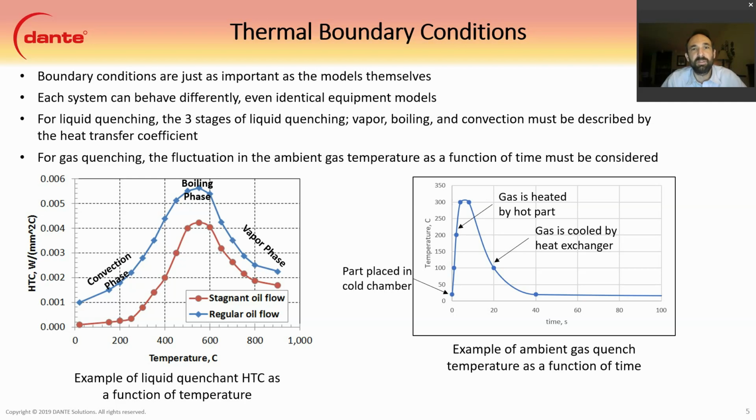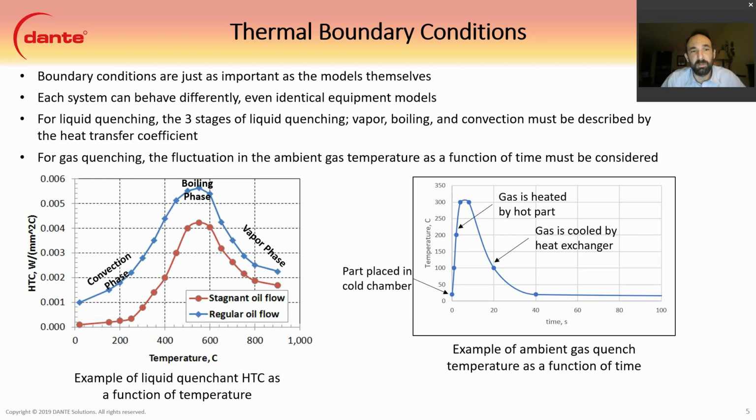For liquid quenching, the three stages of quenching must be described by the heat transfer coefficient: the vapor blanket, the nucleate boiling, and the convection. All must be described as heat transfer coefficients as functions of surface temperature. The figure on the left shows two heat transfer coefficients as functions of part surface temperature for a general oil flow and a stagnant oil flow. So reasonable agitation and no agitation.